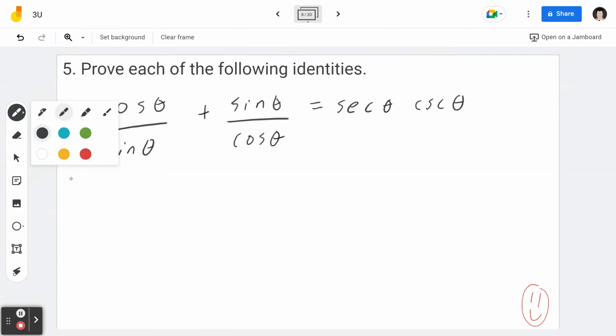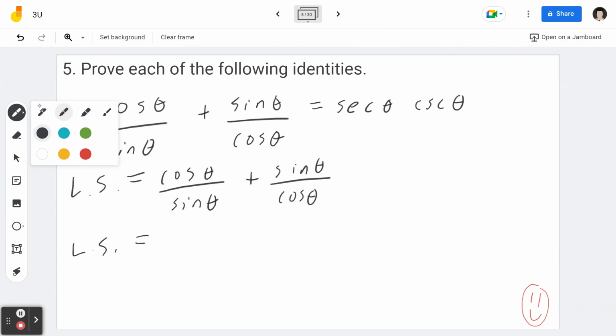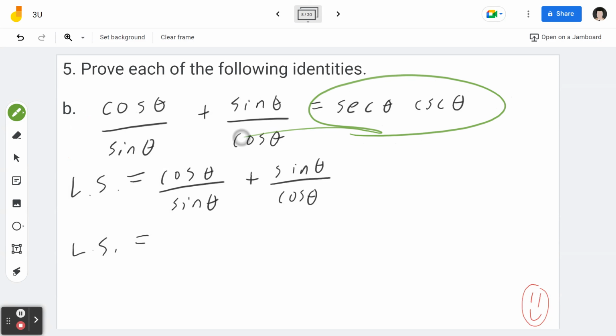Welcome back. I'm starting with the left-hand side. So again, I'm writing cosine theta divided by sine theta plus sine theta divided by cosine theta. Now remember, your goal is to express this to be the same as the right-hand side. So here's the other idea I would like you to think about. You can write it down if you like.